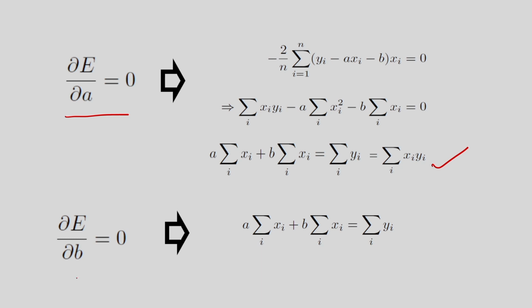Similarly, if I do the partial differentiation of E with respect to B and set it equal to 0, then I will get this equation. So I will get these two equations, which I consider as equation number 1 and equation number 2. These equations 1 and 2 are linear equations in two variables. Hence, they can be easily solved to find the values of A and B. A means the slope and B is the intercept. So by solving these two equations, I can determine the value of A, the slope of the line, and B, the intercept.